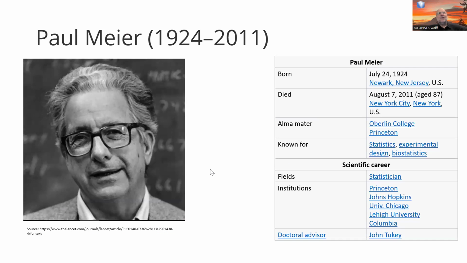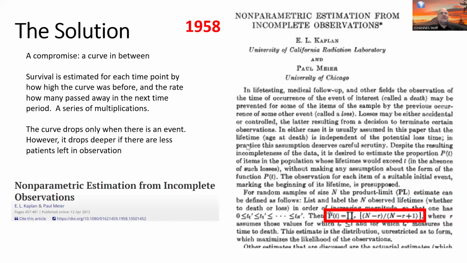This is the other person, Paul Meier. He was 4 years younger, and he was also a statistician. He stayed more in the field of clinical trials and has, after the Kaplan-Meier curves, made further gigantic contributions when it comes to randomized trials and to research in polio. Those two together, in 1958, published this paper.